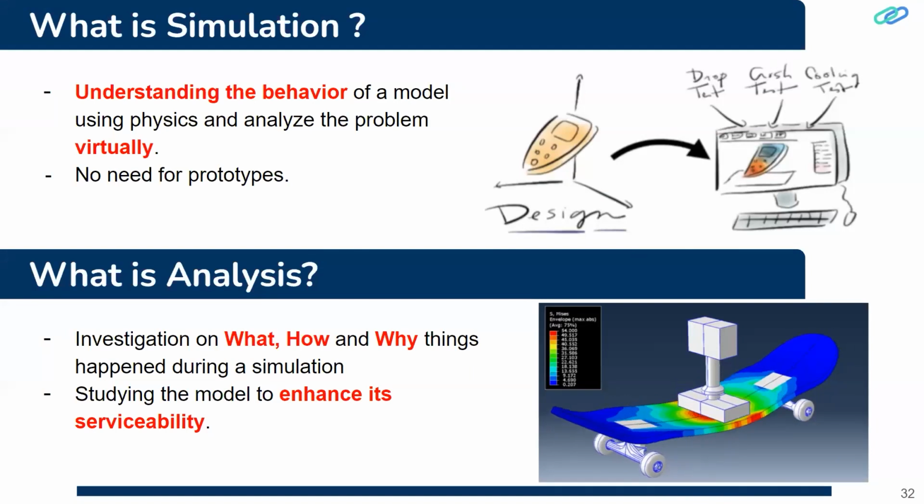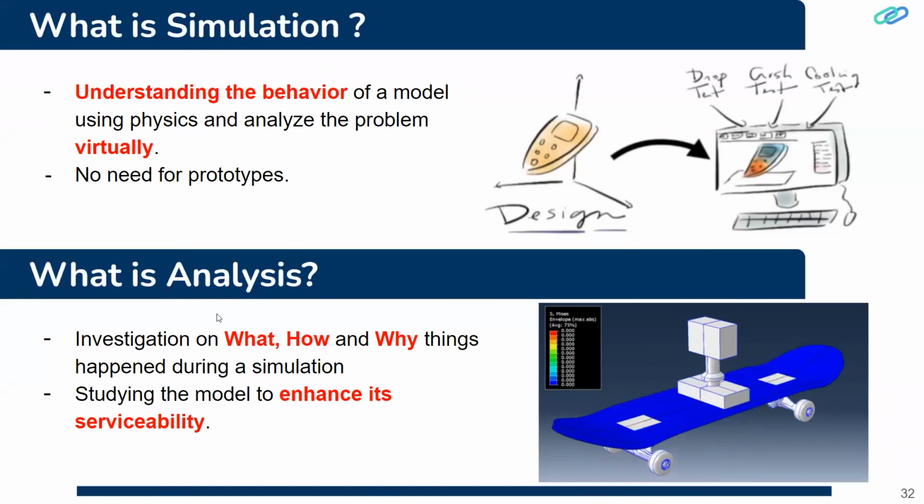The definition for simulation is very simple: understanding the behavior of a model using physics, not physical, using physics, and trying to analyze the problem virtually. Two keywords are there: understanding the behavior, marked in red color. Understanding the behavior of a particular model using physics, and analyzing the problem virtually. If you do this, this is simulation. In simulation, you don't need any prototypes.